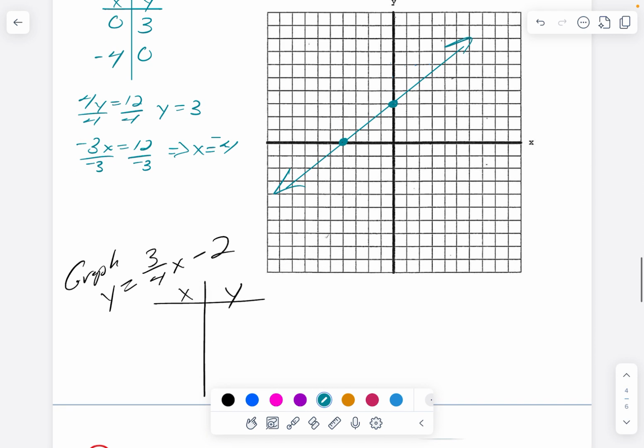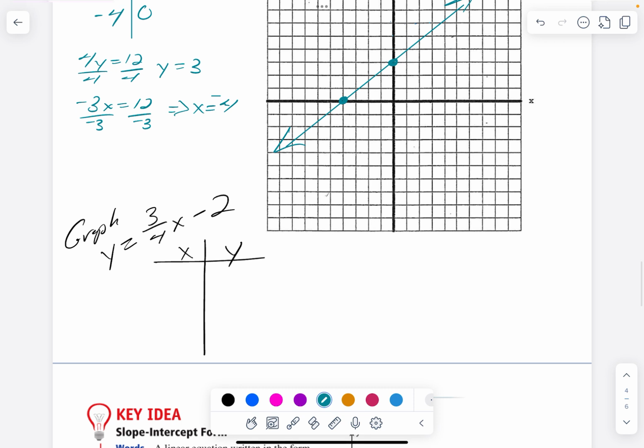As a bonus now, I want us to graph this equation, y equals 3/4 x minus 2. Now, when we did this last week, often we plugged in 0, 1, and 2. But in this case, 0 works. But remember, whatever we plug in for x, we're going to have to divide by 4. So maybe let's plug in 0, 4, and 8, or 0, 4, and negative 4 would be good things to plug in.